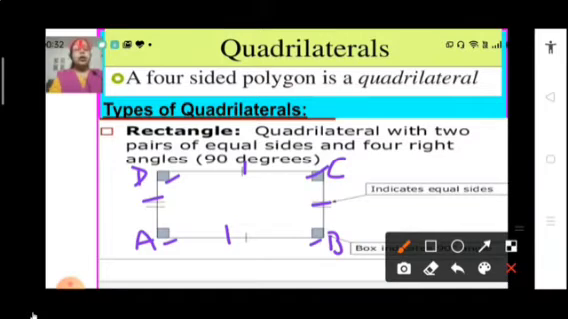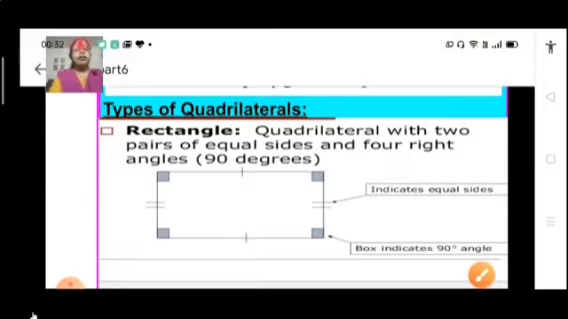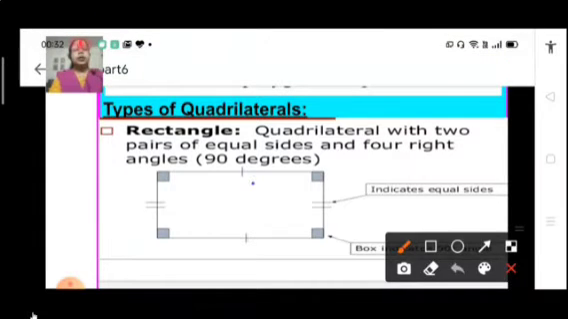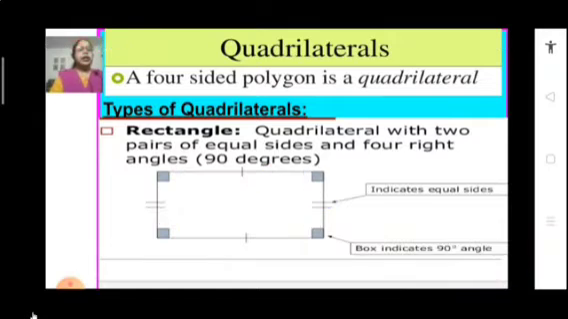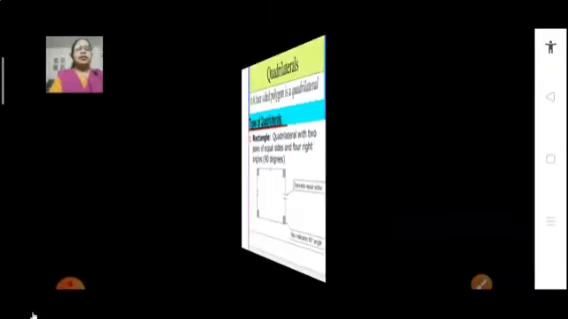Okay, so what are the opposite sides? This and this side are opposite. Similarly, this side and this side are opposite. So in a rectangle, we have opposite sides equal. This side and this side is equal, and this side and this side equal. And all the angles of the rectangle are of 90 degree. They are all right angles. So a rectangle is a quadrilateral with 2 pairs of equal sides and 4 right angles.